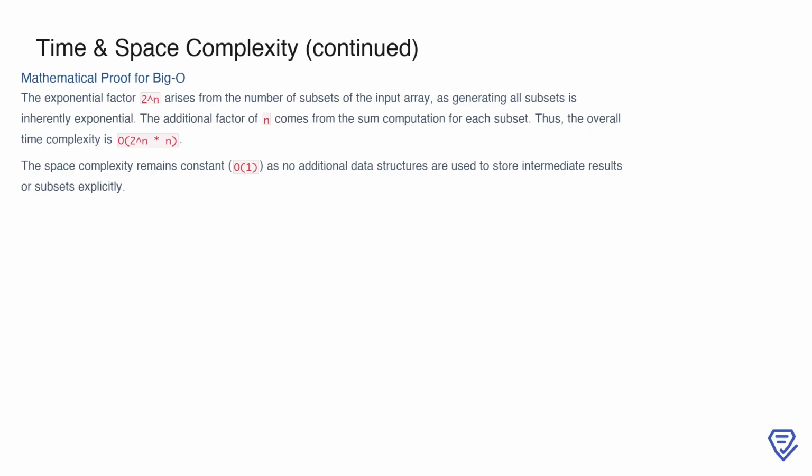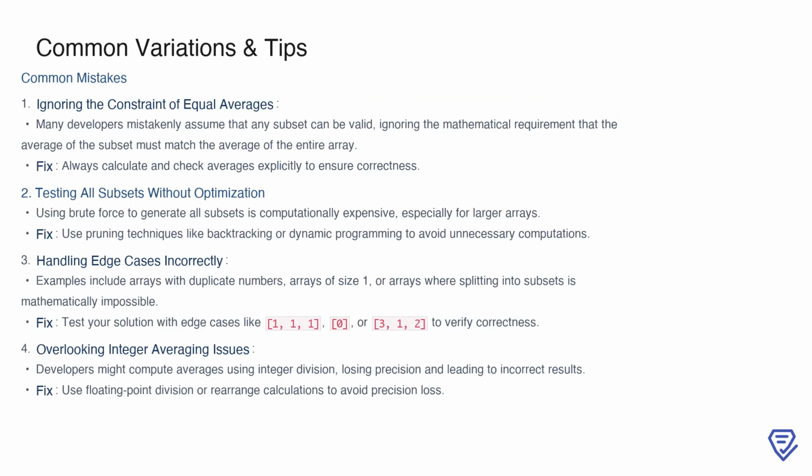As a result, the memory usage is not dependent on the size of the input array, making the space complexity highly efficient. When solving this problem, there are several common pitfalls to watch out for. First, it's essential to consider the constraint of equal averages. Many developers incorrectly assume that any subset can work, but in reality, the average of the subset must match the average of the entire array for it to be valid. To address this, always calculate and explicitly verify the averages.